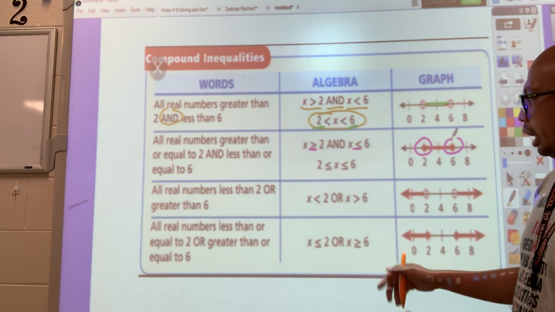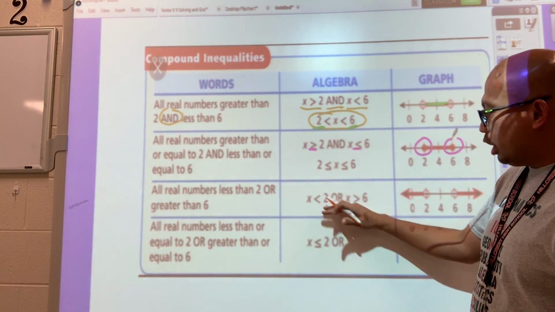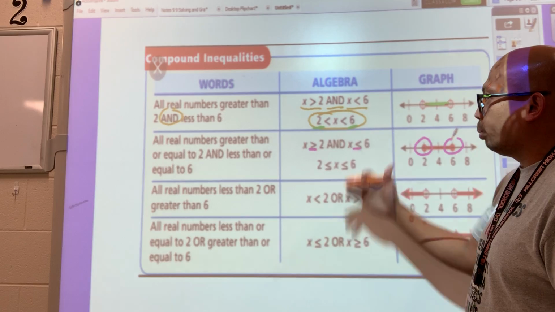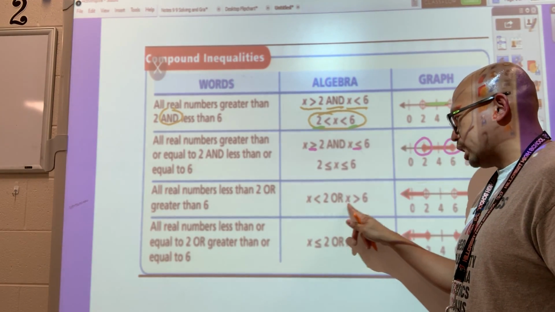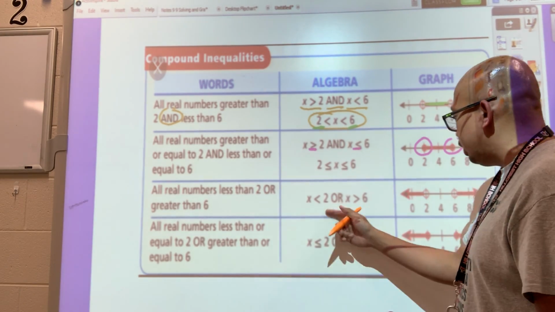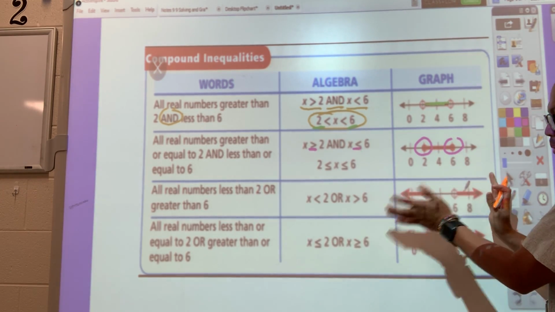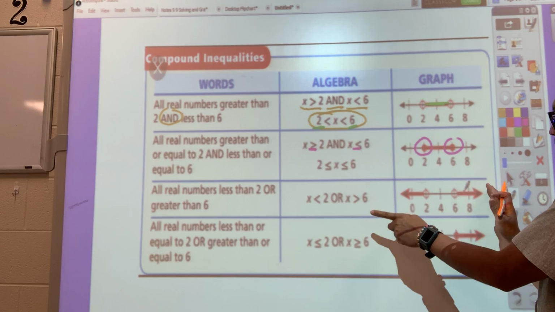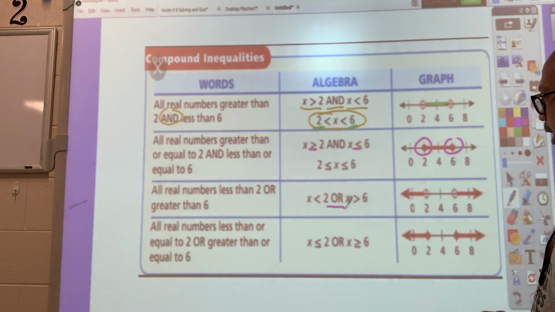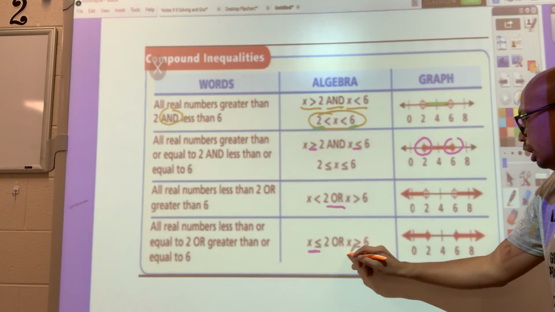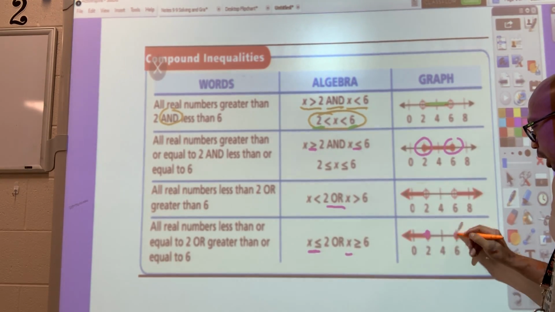For the word or, which is a lot simpler, there's no other way of writing it down compared to the word and. It's just x less than 2 or x greater than 6, as simple as that. And if you notice, the graph is split here. So if it's or, split is a good guide. And if there's an equal sign, you just bubble it and make it closed.